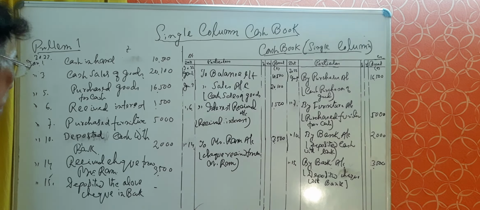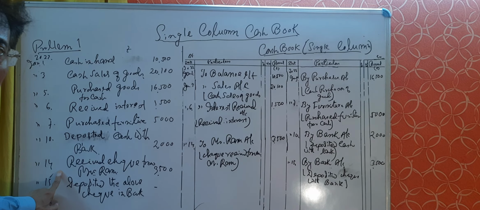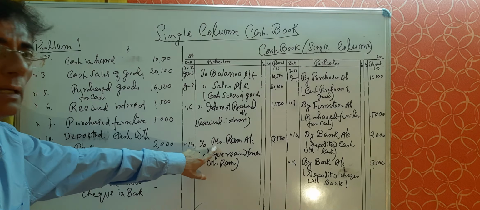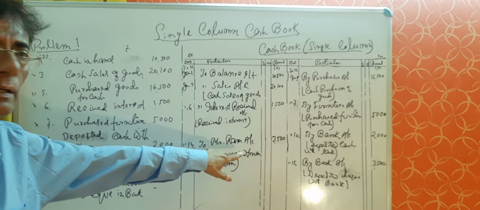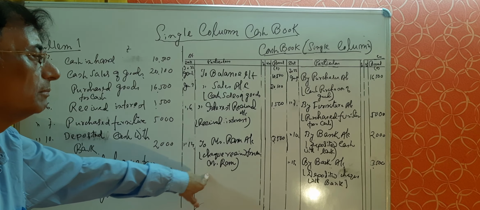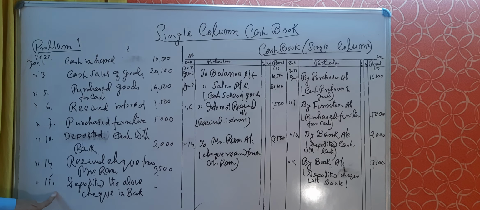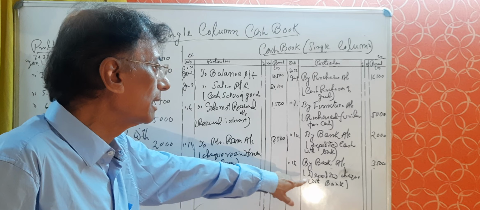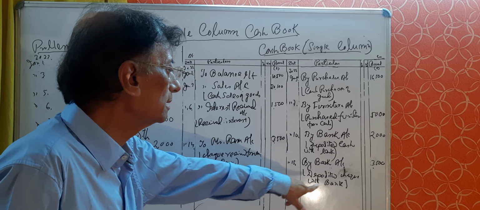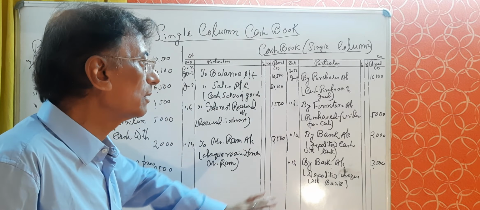Clear? Very simple. Next, on 14th, received check from Mr. Ram. This is also receipt. So we have gone to the debit side and written to Ram account because Ram is giving the benefit. We have credited Ram account and write check receipt from Mr. Ram with the value 3,500. And the following date, on 15 January, the check was deposited at bank. So on 15 January, we have gone to the credit side of the cash book and write buy bank account with the narration deposited the check with bank rupees 3,500. So these are all the transactions.